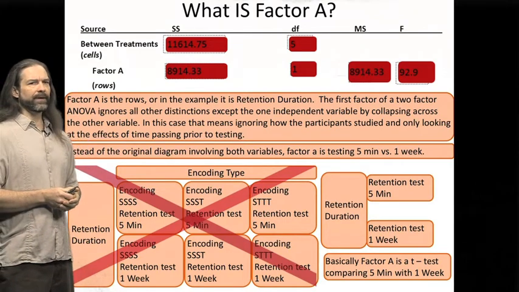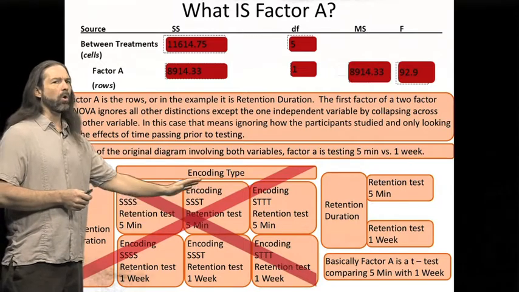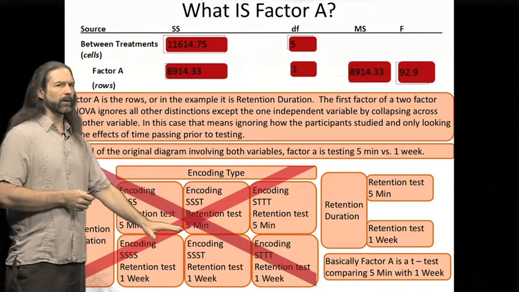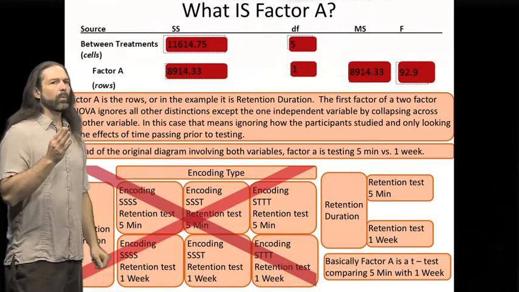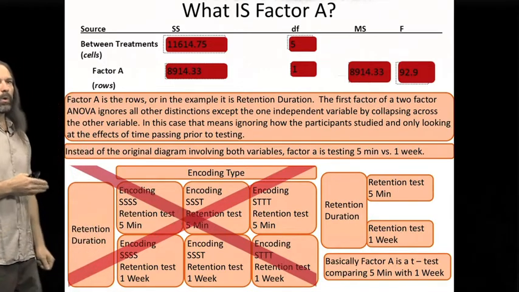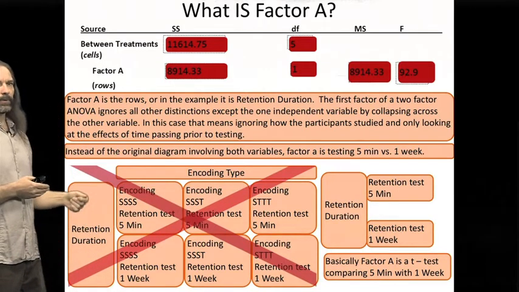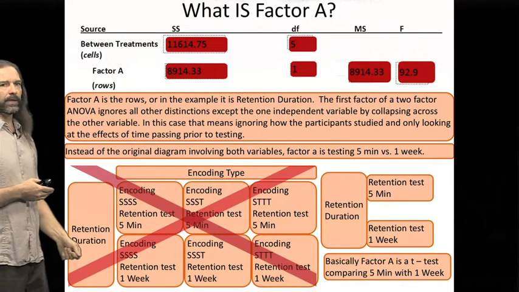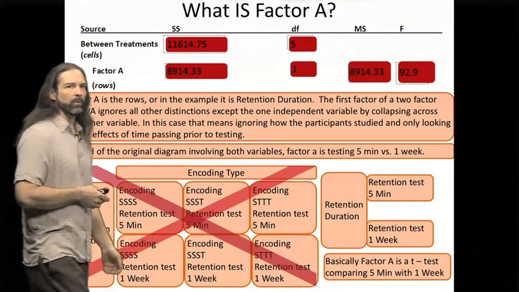So when we're looking at factor A, we're not looking at the whole research question. So don't worry about all the cells and all that sort of thing. We are just looking at the rows. What were the rows again? Remember, the rows were the duration of retention, or 5 minutes versus 1 week.